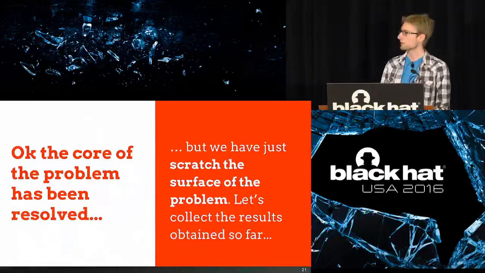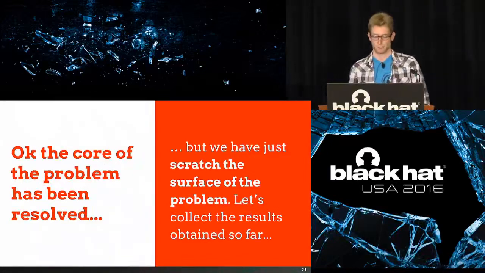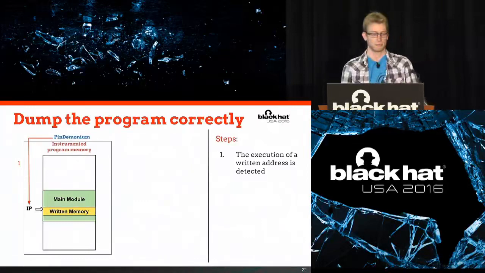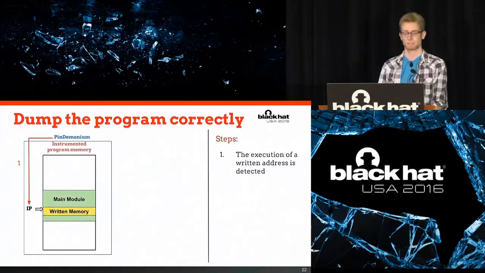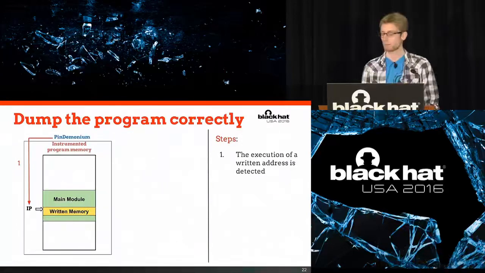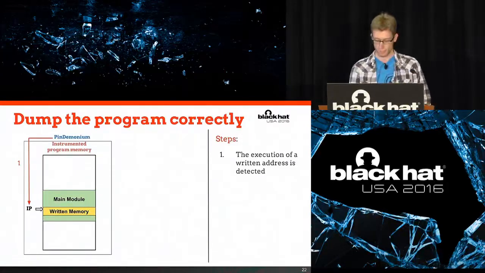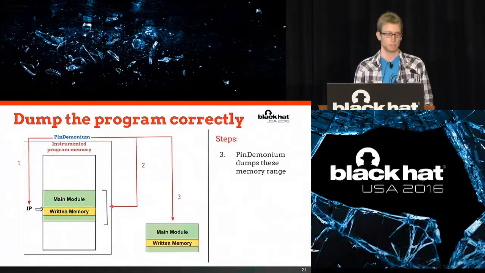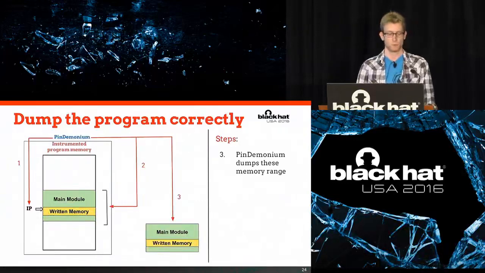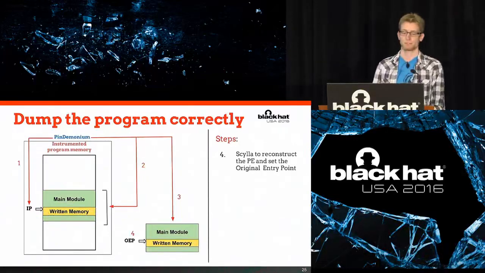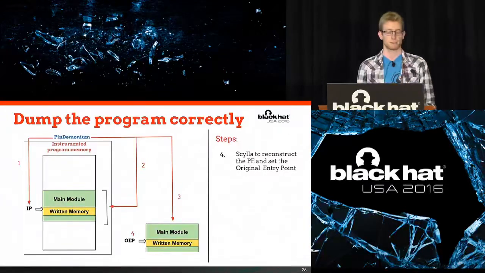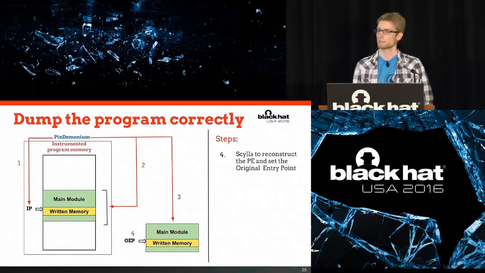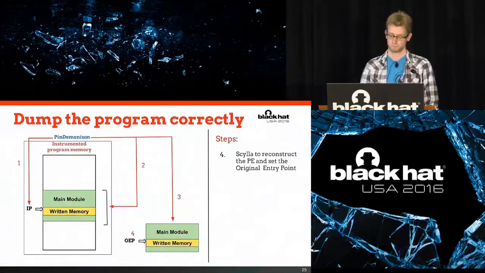Okay, we have solved our first problem. Let's move to the next one, which is dumping the memory area and the process in a correct way. Once we have identified the memory area which has broken the W XOR X rule, we get the address of the main module of the executable, and we dump it to disk. Finally, we invoke an external program called Scylla, that reconstructs the portable executable and sets the address of entry point to the address of the instruction which has broken the W XOR X rule.